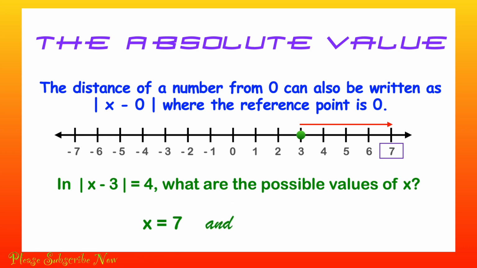Going to the left, move 4 units. 1, 2, 3, 4. It ends in negative 1. So another value of x is negative 1. So there are two values of x: positive 7, or simply 7, and negative 1. So those are the values of x.